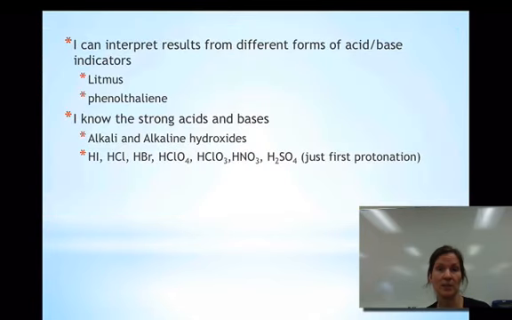So I can interpret results from different forms of acid-base indicators. You should know that litmus paper for base turns blue, so red paper turns blue. For acid, blue paper turns red. The biggest thing is that if you use red paper and it stayed red, you can't know if that's an acid or just water, right? You need to see the blue paper turn red to affirm that that was an acid.